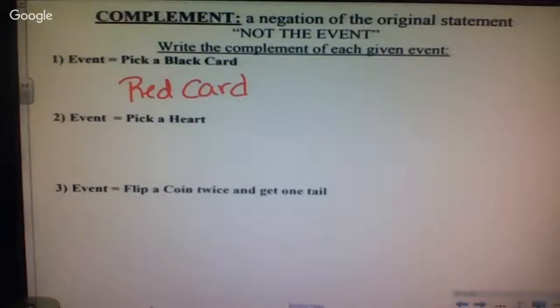Number 2, they want me to pick a heart. What is not a heart? A spade, a club, and diamond.